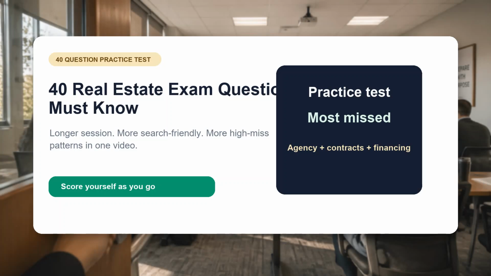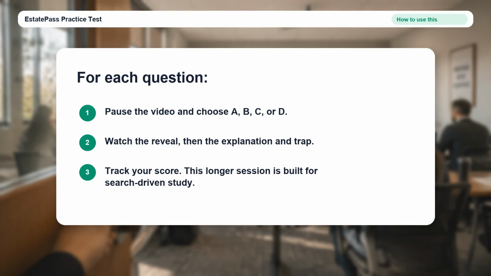If you can handle these 40 real estate exam questions, you are doing the kind of search-driven practice that actually works. Pause each question, choose A, B, C, or D, then watch the answer, explanation, and trap.